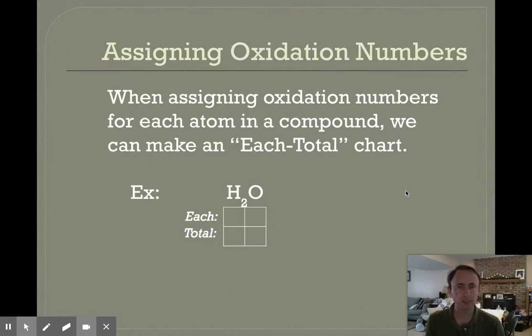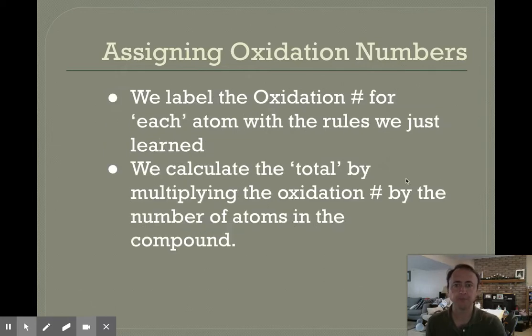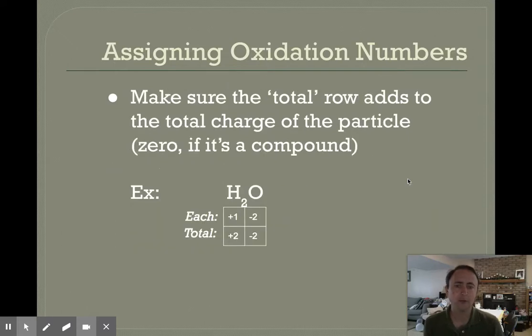So we can look at each hydrogen first before we look at the total from all of the hydrogens in that compound. So how are we going to do this? We label the oxidation number for each atom with the rules we just learned, and then we calculate the total by multiplying the oxidation number by the number of atoms in the compound. Also, we want to make sure that the total row adds up to the total charge of all of the particles, 0 if it's a compound, or the charge of any polyatomic ion.